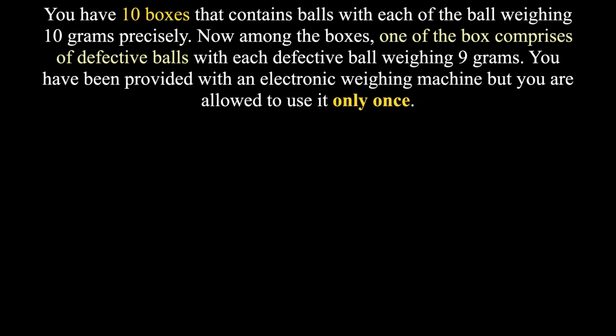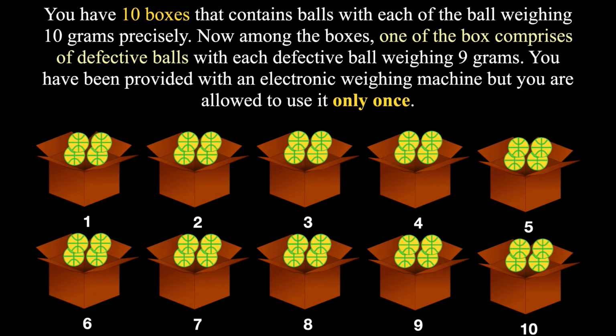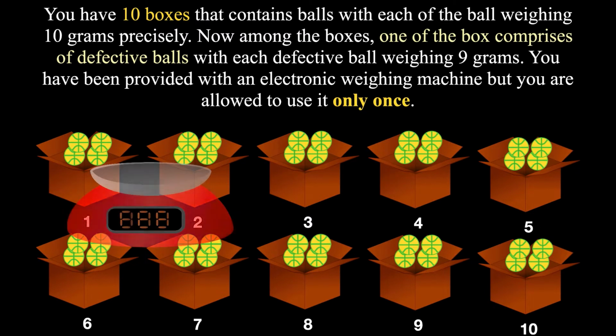You have 10 boxes that contain balls, with each ball weighing exactly 10 grams. Among the boxes, one box comprises defective balls, with each defective ball weighing 9 grams. You have been provided with an electronic weighing machine, but you are allowed to use it only once. Can you find the box with the defective balls?